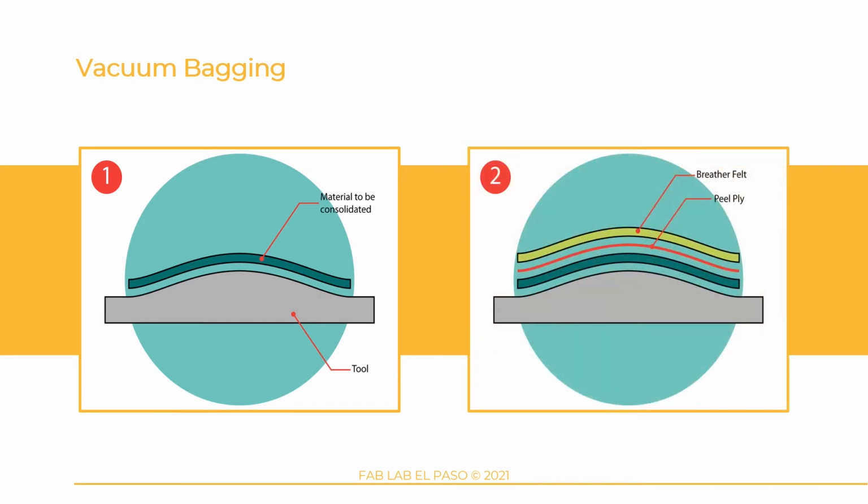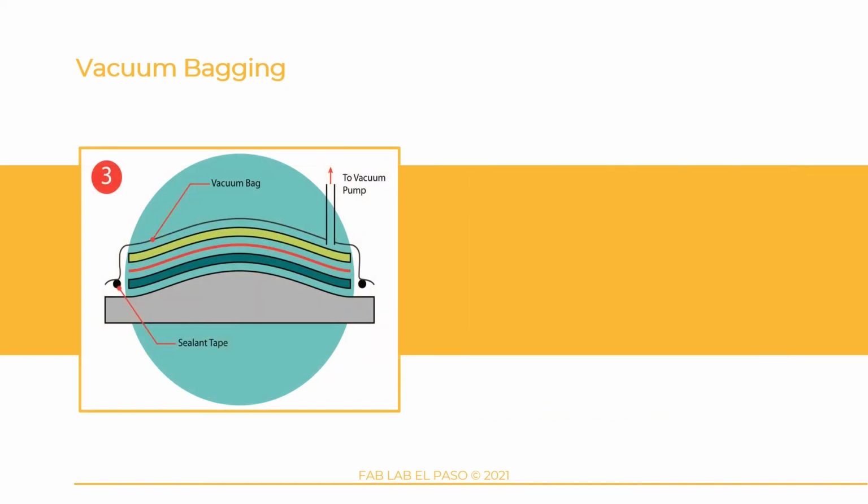Next, a layer of peel ply and a layer of breather felt are also applied with the resin. The peel ply helps us easily remove the mold when it is cured and ready, and the breather felt helps with airflow during the vacuuming process. Finally, the mold is placed into a vacuum bag where all the air is sucked out, creating enough pressure to conform the material to the mold.